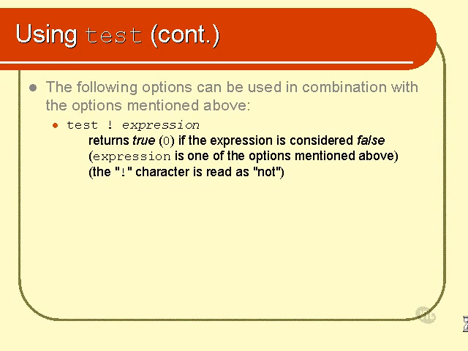Test exclamation mark expression. Now you read the exclamation mark as the word not, so you can think of this as returning not the expression. So if the expression is false, then test will give you a value of true, and vice versa. And the expression is one of the things that we saw earlier, like, is the file writable? Then you could say, well, I'll show you an example.